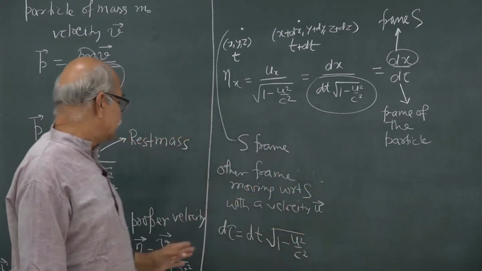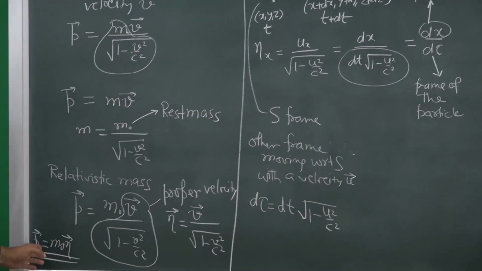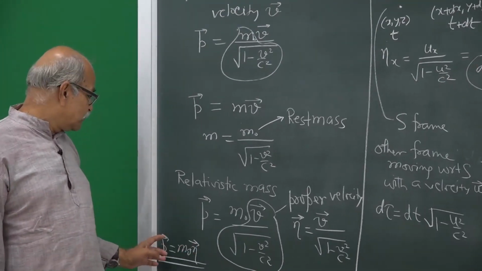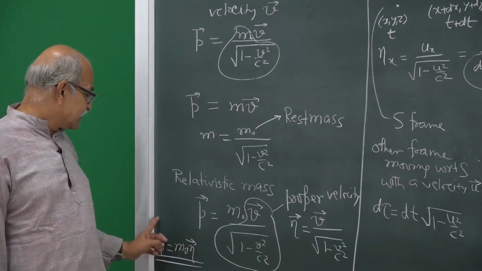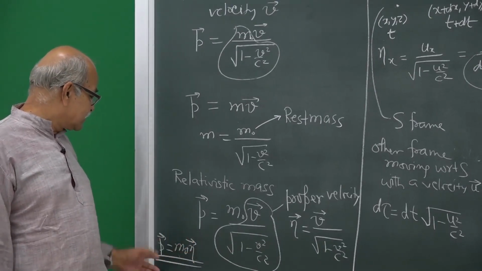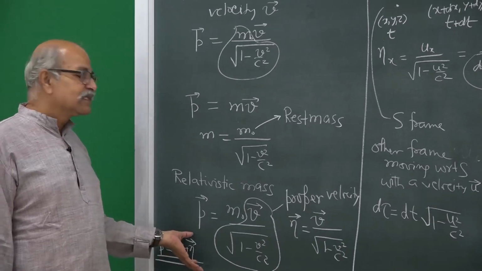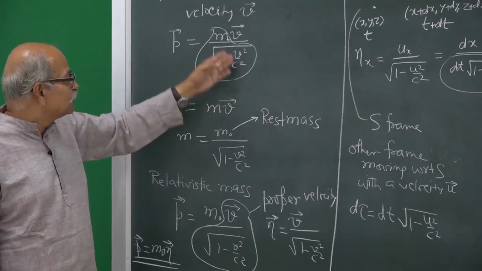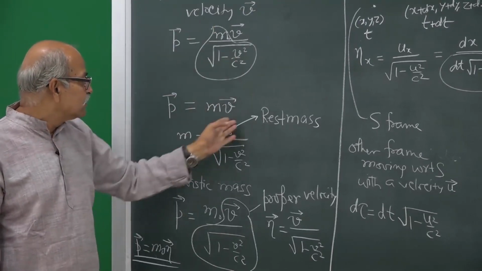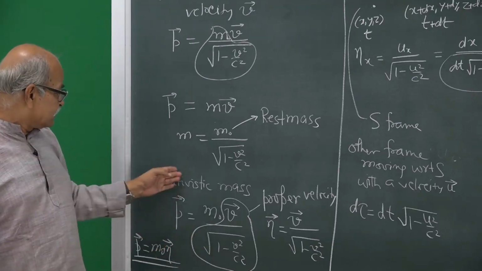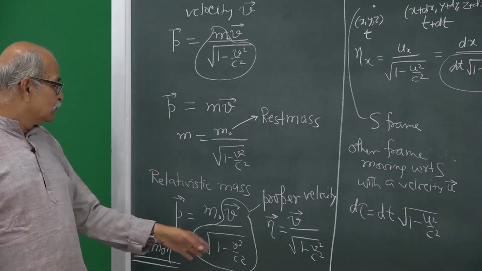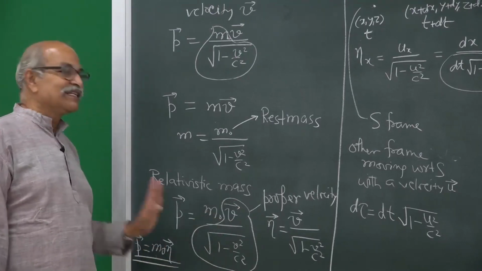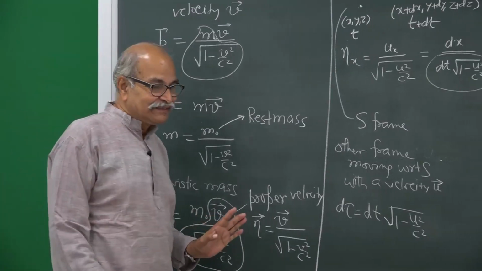This is known as proper velocity, and in these terms p is equal to m naught times eta, that is, linear momentum is mass times velocity. That definition can still be used if I use this kind of velocity. So, one approach is that you define a new kind of mass, call it relativistic mass, and the other approach is that you define a different kind of velocity and then use that same definition. So, that is about these things.